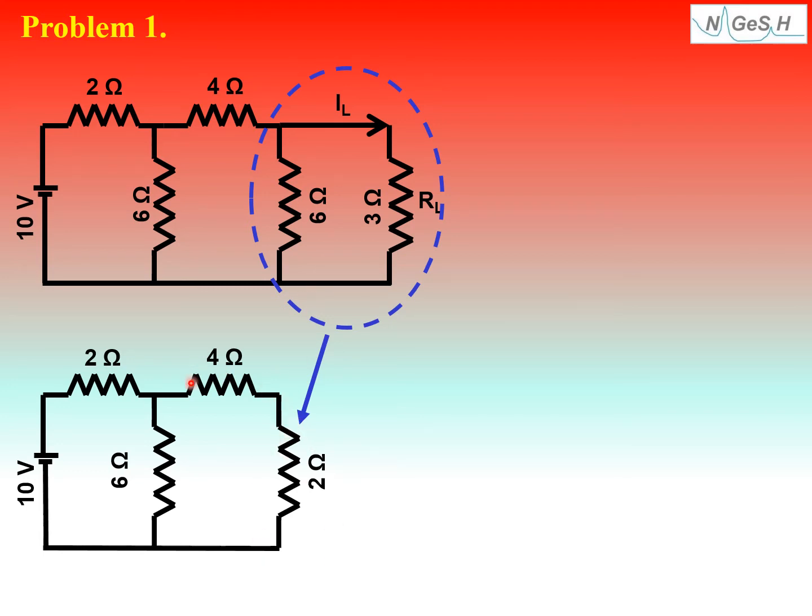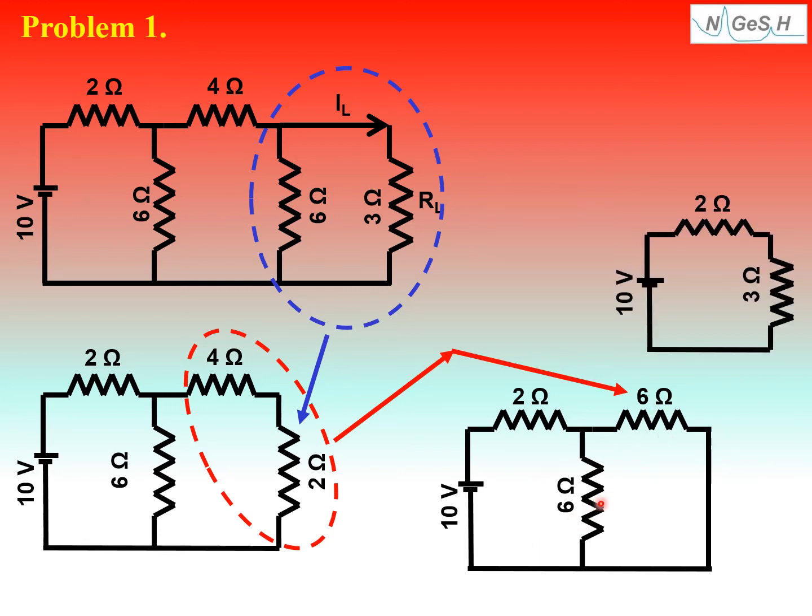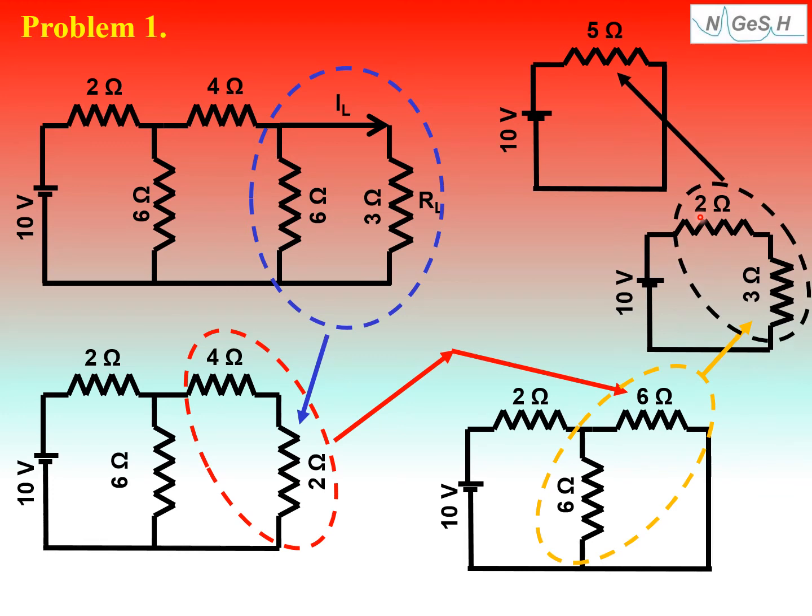Now we want to further reduce. This 4 ohm and 2 ohm are connected in series, so those two can be directly added to give us 6 ohm resistance as shown here. Now further, if we carefully see, this 6 ohm and 6 ohm are in parallel connection to each other. That means the parallel connection of 6 and 6 gives us 3 ohm. Now this 2 ohm and 3 ohm are in series to each other, so that can be further reduced into a 5 ohm resistor.